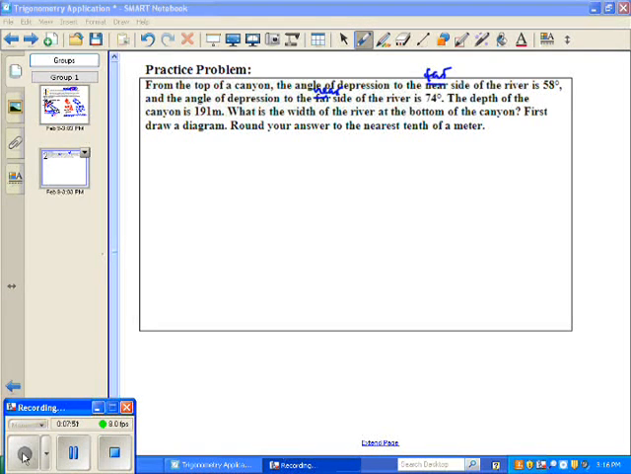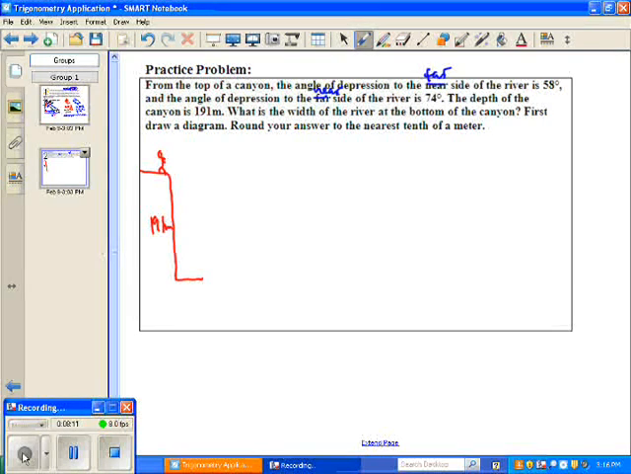Okay, so I'm going to draw the diagram for you. So here we have a canyon. Here's the one side of the canyon, and we're looking down. So you're standing up here on the cliff, looking down. The canyon is 191 meters. Okay, so then we have a river here flowing across the canyon. And then we have the other side of the canyon. So you're looking down at one side of the river, and then you're looking down at the other side of the river.